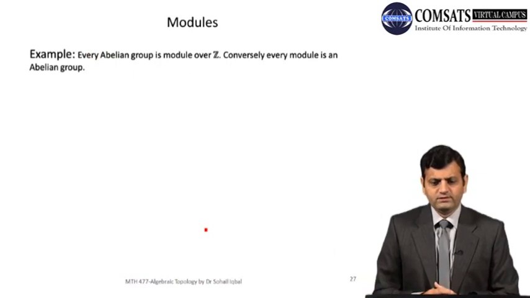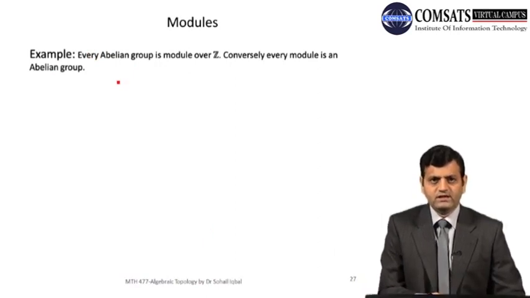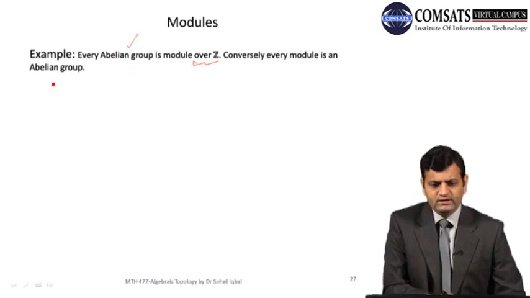Every abelian group is a module over Z. Conversely, every module is an abelian group. It's a very important exercise, because as I have said earlier, we are going to deal mainly with abelian groups, and every abelian group is a module over Z. Z is a ring, we have already seen it, and we have an abelian group. So let A be an abelian group.